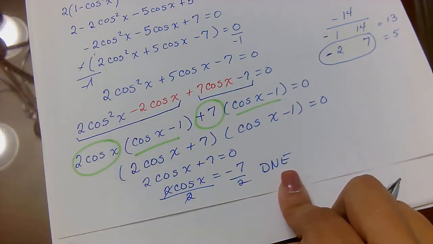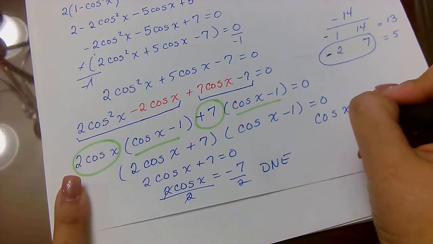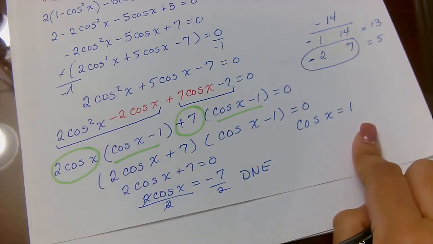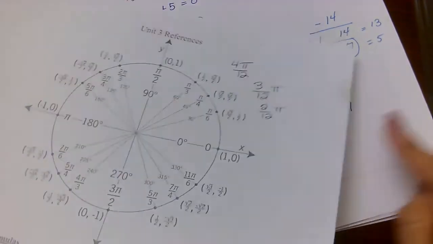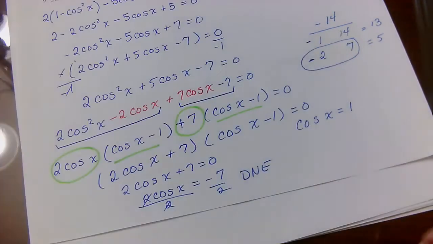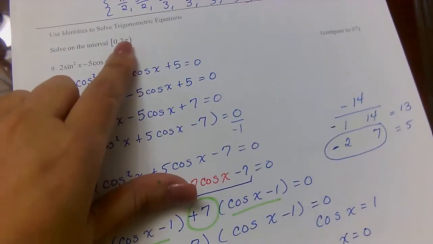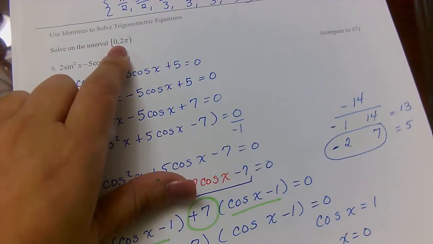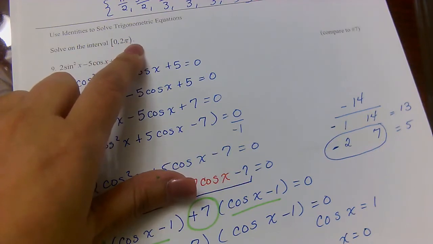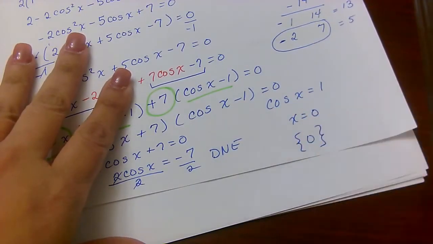Okay. On the other side, we can have cosine of x is equal to 1. Using our unit circle, cosine is equal to 1 at 0. Okay. So x can be equal to 0. If I look at my restrictions, it needs to be between 0 and 2 pi, but not including 2 pi. So our only solution will be 0.